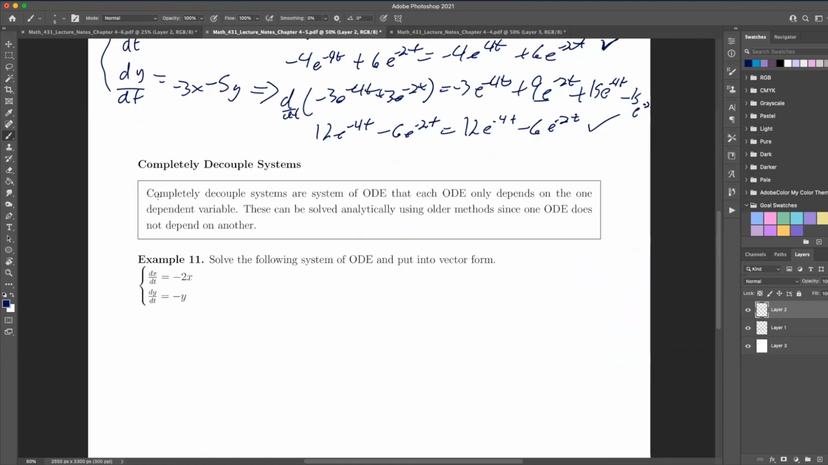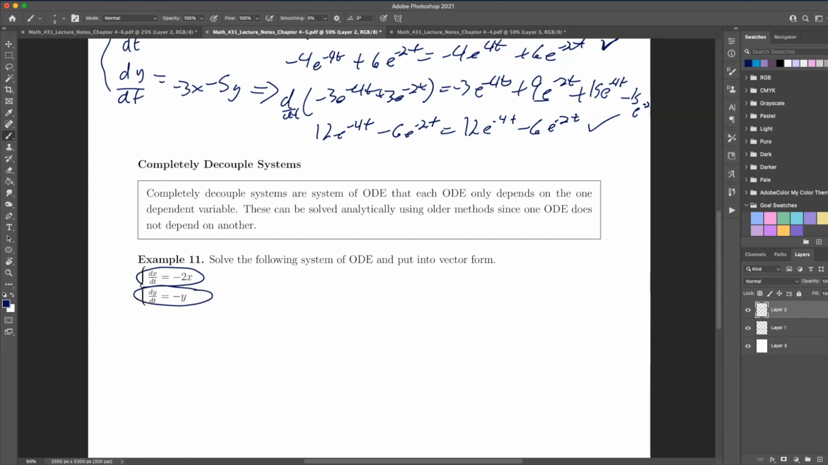So here we have a completely decoupled system. A completely decoupled system of ODEs, where each ODE only depends on one dependent variable. So these can be solved using the old methods we've learned before, right? So this system is completely decoupled. Why? Because this only depends on X. This only depends on Y. So how do we solve this?